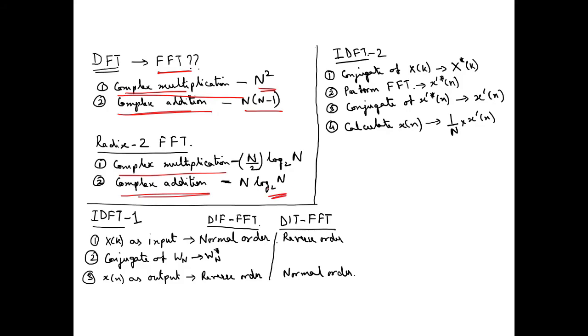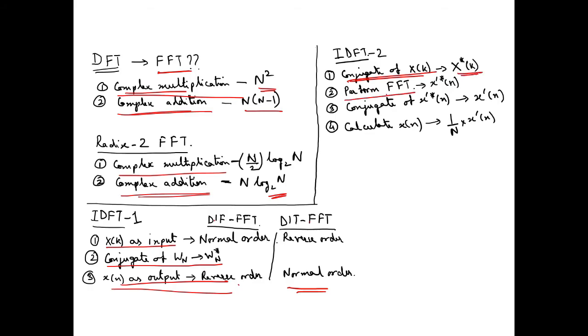So there are two methods of performing IDFT. I have already told you, we take Xk as the input, we take the conjugate of W_N, then we get the output in the reverse order or the normal order, whatever we talk about. So DIF FFT would give the reverse order, DIT FFT would give the normal order. However, there is another method where we can perform it in this way. First, we take the conjugate of the output. So we get Xk, we find Xk conjugate.